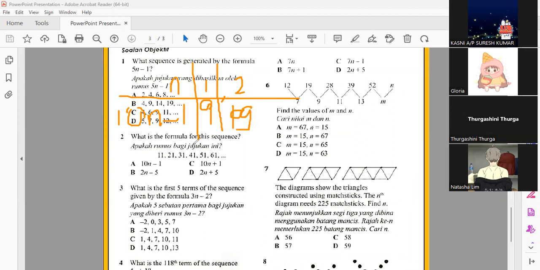Do you see this formula 9, 19 coming up here? No. So A is not an answer. You eliminate A. You understand? You go and try with B.